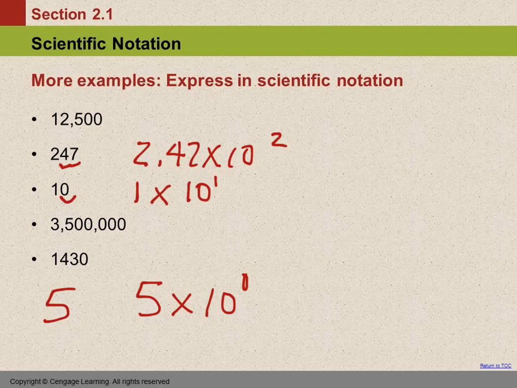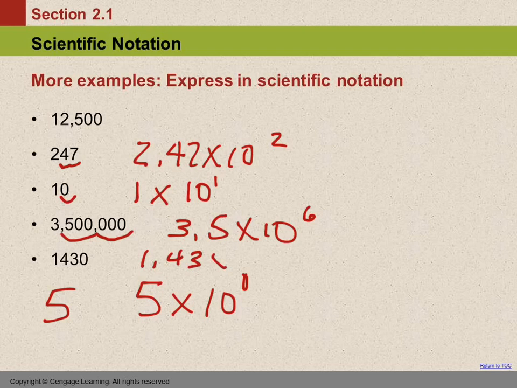So this number, 3,500,000, is going to be 3.5 times 10 to the something. And then that decimal point's getting moved, right? From here to here is 3 and 6. So sometimes I get tired of counting all those little things. Again, that's a big number, positive exponent. 1,430 is 1.43 times 10 to the what? To the 3rd. We move the decimal point over 3 places. That make sense?